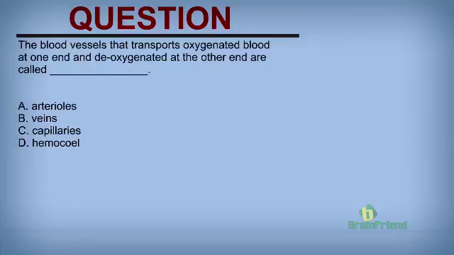To find out how well you have learned from this lesson, I would like you to take this question. The blood vessels that transport oxygenated blood at one end and deoxygenated blood at the other end are called A. Arterioles, B. Veins, C. Capillaries, and D. Hemocoel. The correct answer is C. Capillaries. They transport both oxygenated blood and deoxygenated blood.